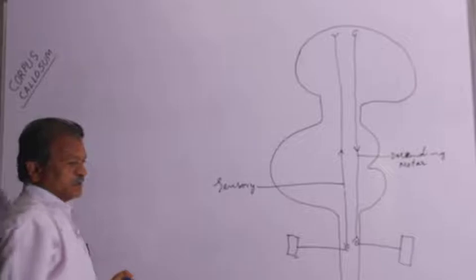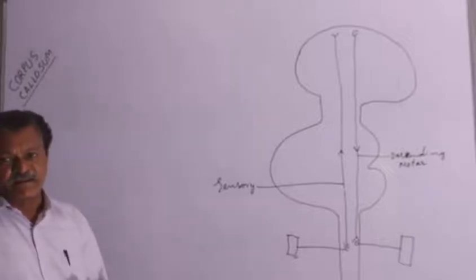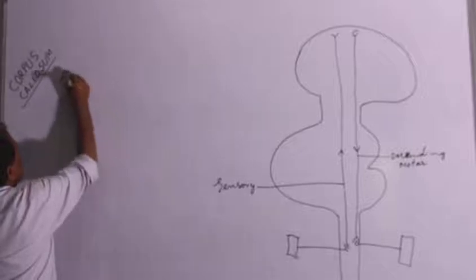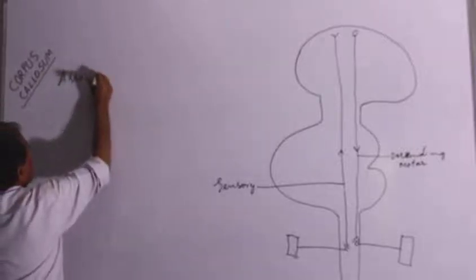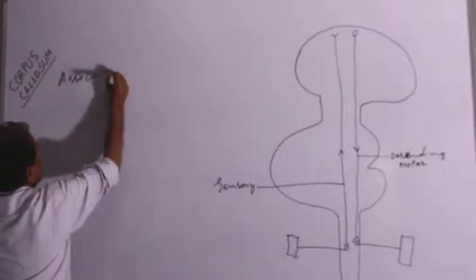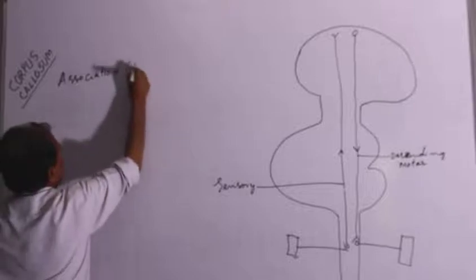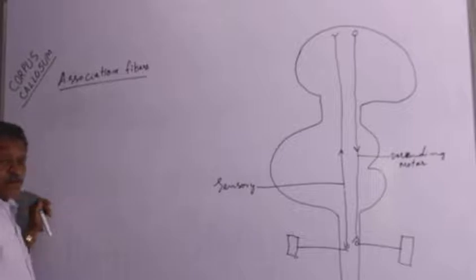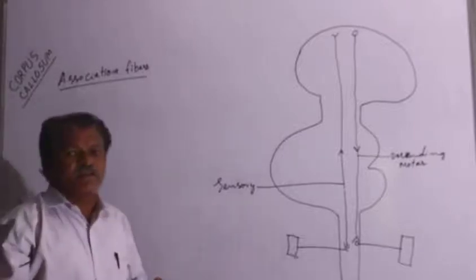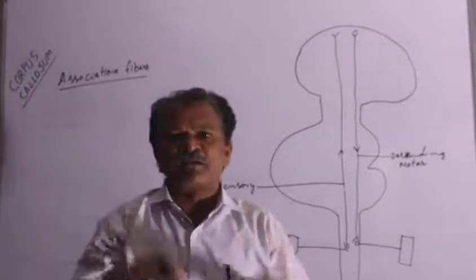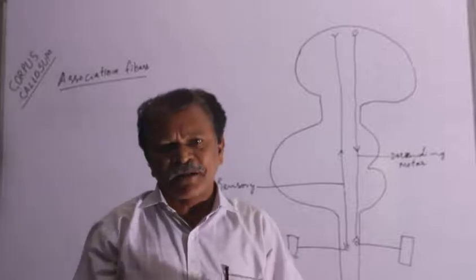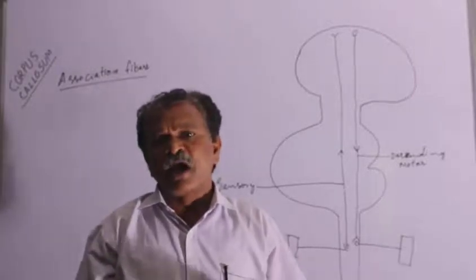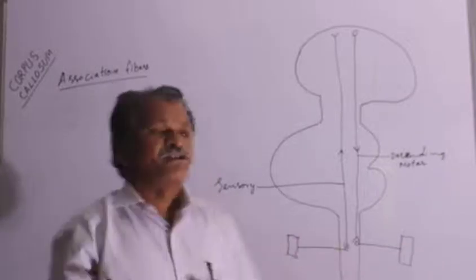Another type is the association fibers. These association fibers extend within the same hemisphere, not interhemispheric. They operate inside the same hemisphere. They are not going outside or to the opposite side.